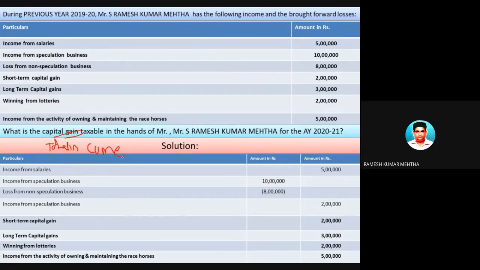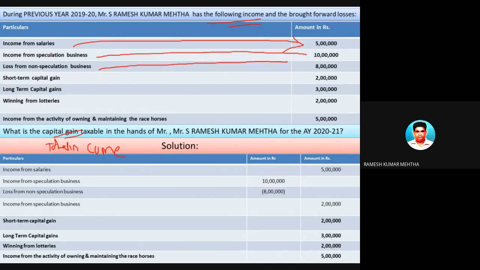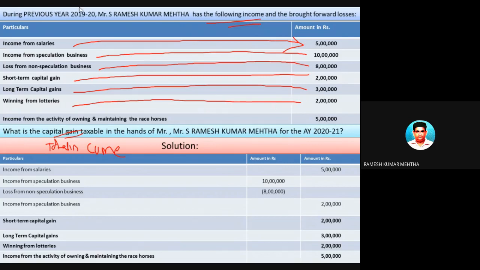I don't see any carry forward losses. It is only about the incomes and losses. Okay, let's solve the problem. So total income from salary is 5 lakh rupees. Income from speculation business is 10 lakh rupees. Loss from speculation business is 8 lakh rupees. Short term capital gain is 2 lakh rupees. Long term capital gain is 3 lakh rupees. Winning from lotteries is 2 lakh rupees. Income from the activity of owning and maintaining of horses is 5 lakh rupees.